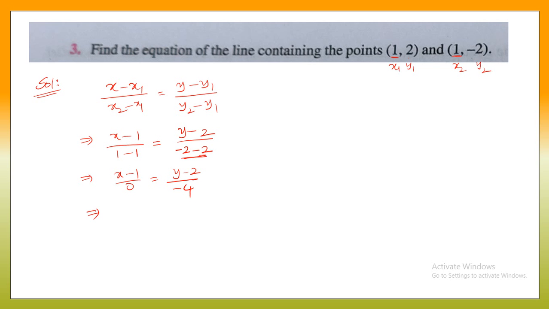Some students may make a mistake here, they will take 0 in the denominator, which you should avoid, right? So when I do cross multiplication, this becomes -4 times (x minus 1) is equal to 0 into (y minus 2), which is 0. So when I transpose -4, it becomes 0 divided by -4, which gives me 0. So from this, x is equal to 1 is my line equation, or x minus 1 is equal to 0. Either you can consider this line equation or this one, both are the same, right? So have we got the same answer, right?